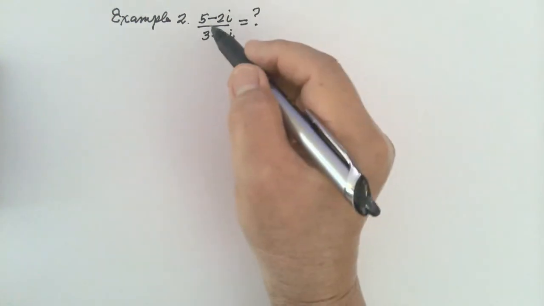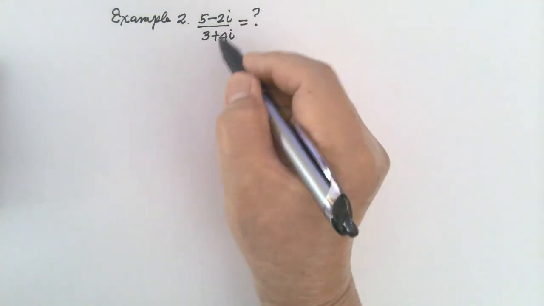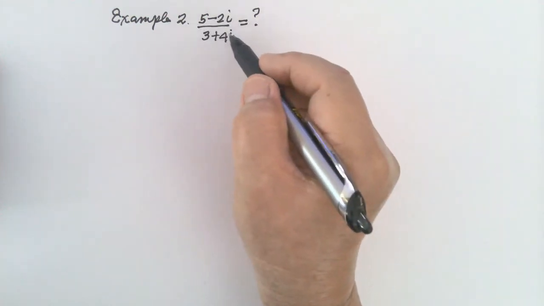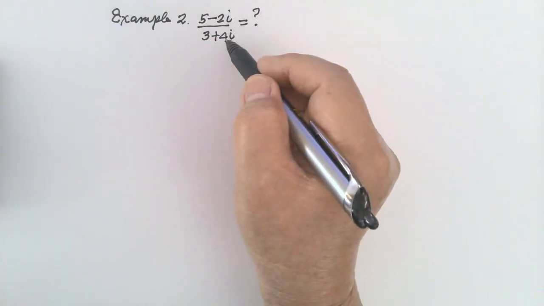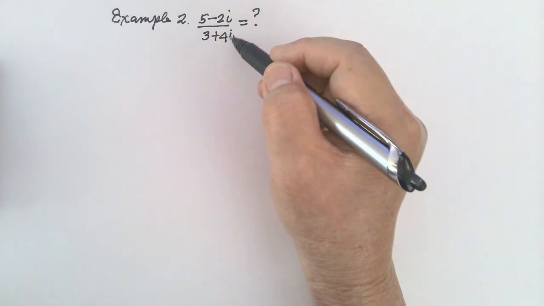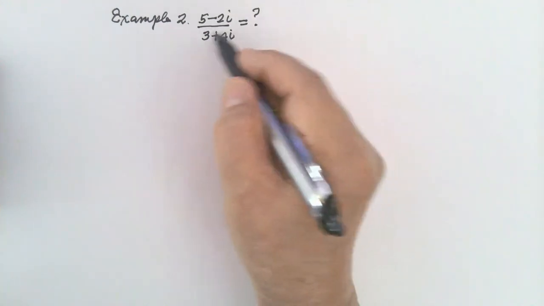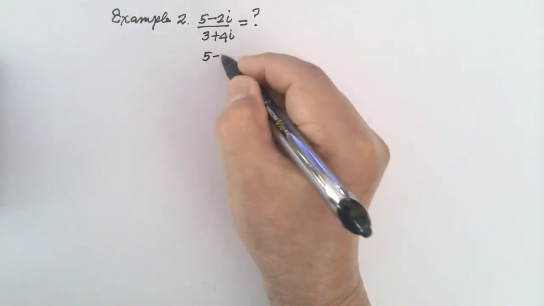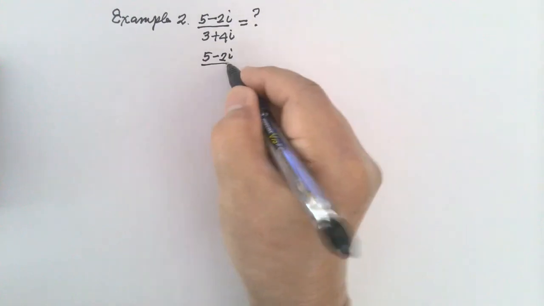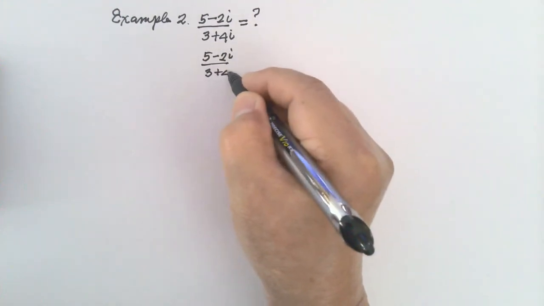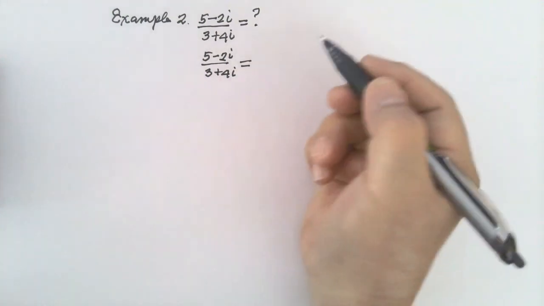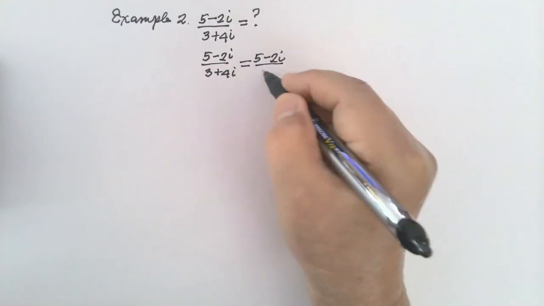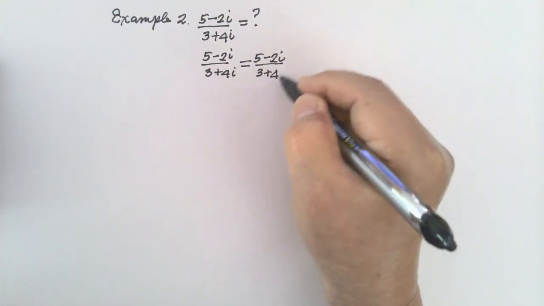Example number 2. 5 minus 2i over 3 plus 4i. If a complex number is divided by another complex number, multiply the numerator and the denominator by the conjugate of the denominator. Let's do it here. 5 minus 2i over 3 plus 4i equals 5 minus 2i over 3 plus 4i.